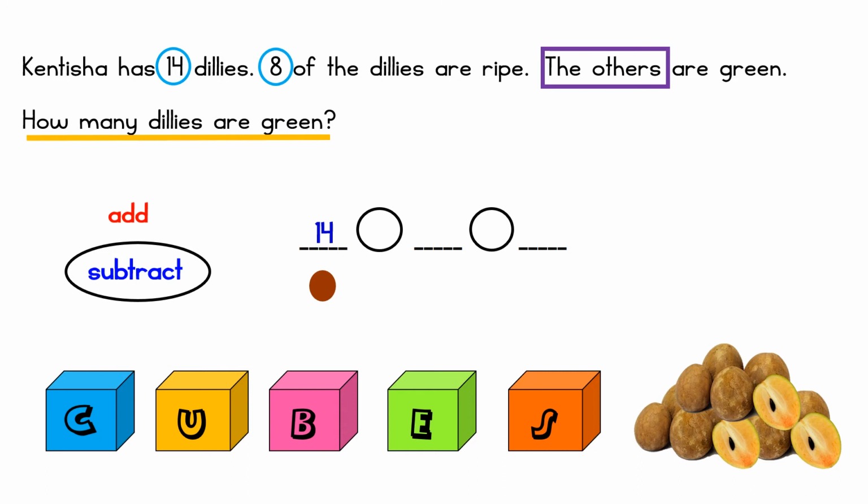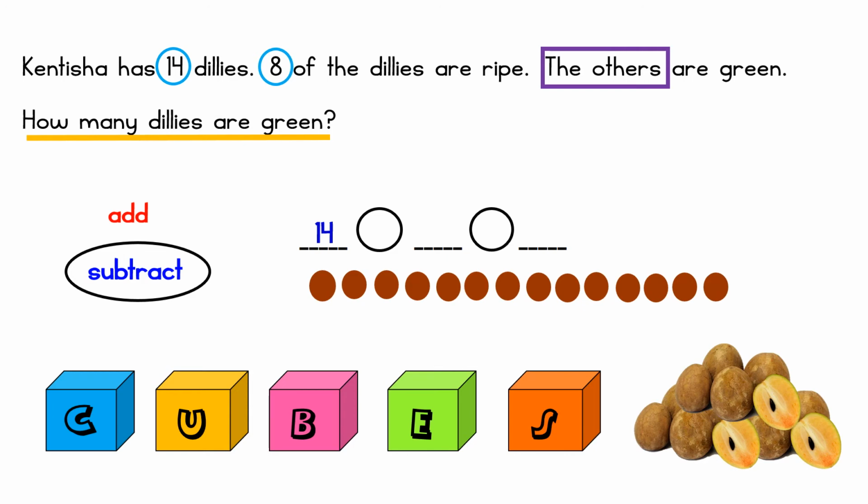1, 2, 3, 4, 5, 6, 7, 8, 9, 10, 11, 12, 13, 14. We have to now subtract or take away 8 of those dillies.